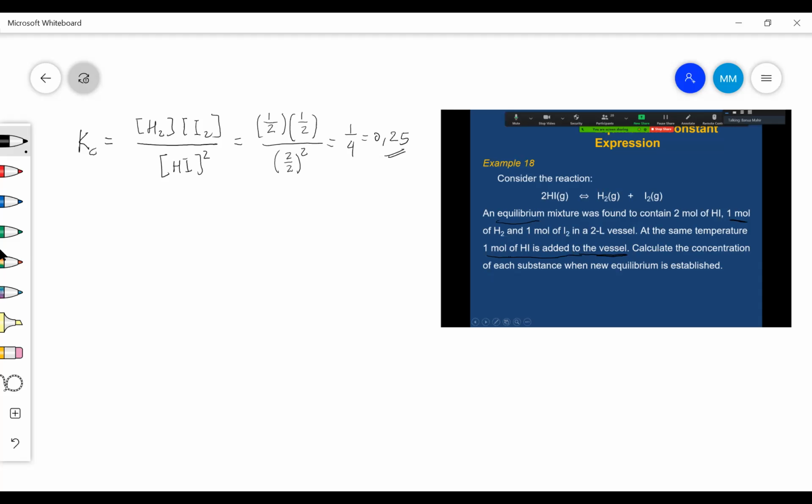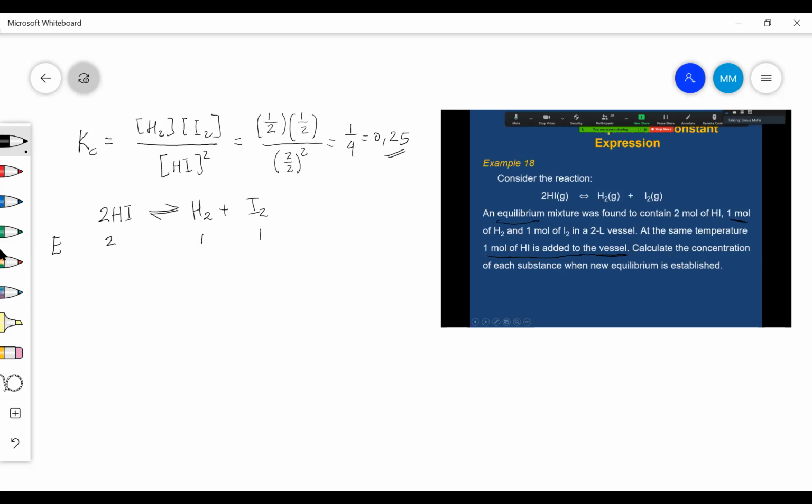Now, let's see the disturbance here. Let's see how the reaction shifts. To see the shifting, we are going to write down the reaction here: 2HI in equilibrium with H2 plus I2. In the equilibrium, how many moles of HI do I have? 2 moles of HI, 1 mole of H2, and 1 mole of I2. This is at the equilibrium.